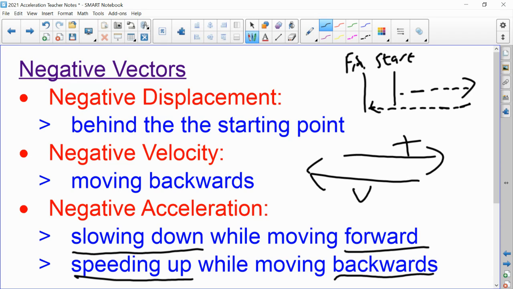In our next section, we're going to talk about some equations that we can use to look at motion. We'll be able to do some calculations for motion with acceleration.